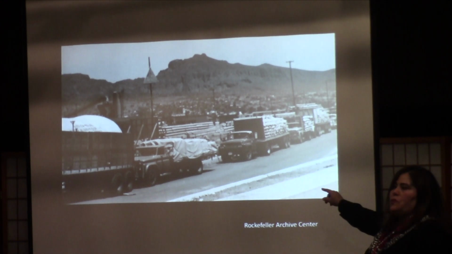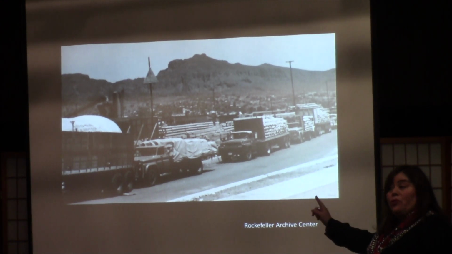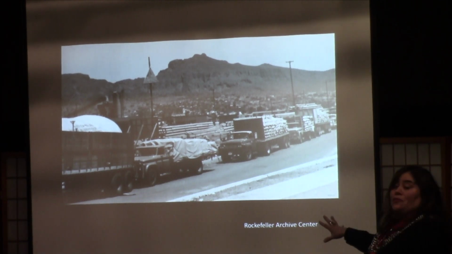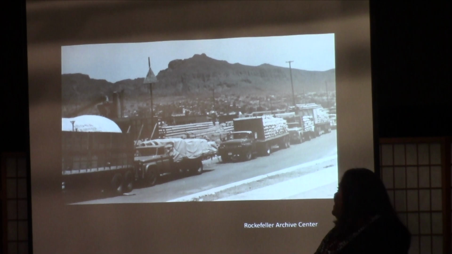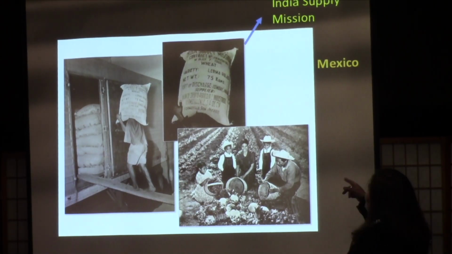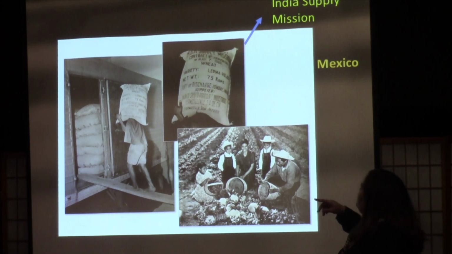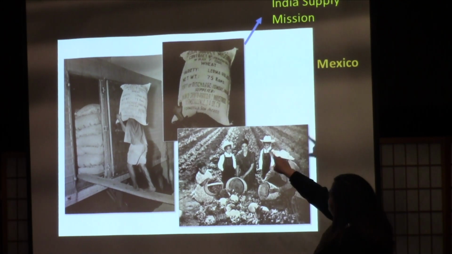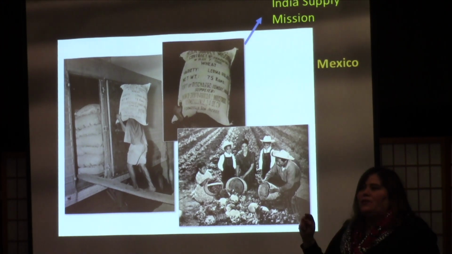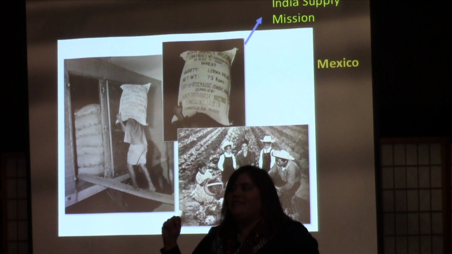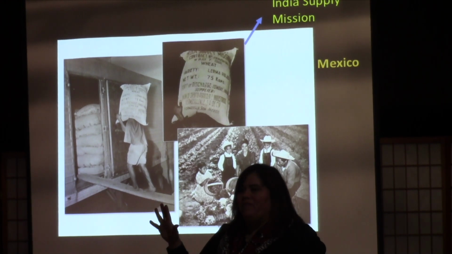And all of this seed was being produced. Do you remember those northern commercial farmers of Mexico who had been storing this seed? And these are all images from the Rockefeller Archive Center. And they go on to India. So for those of you who can't see, it says India Supply Mission going from Sonora, Mexico, to Bombay. And the idea is that these are the seeds that are going to halt the famine.